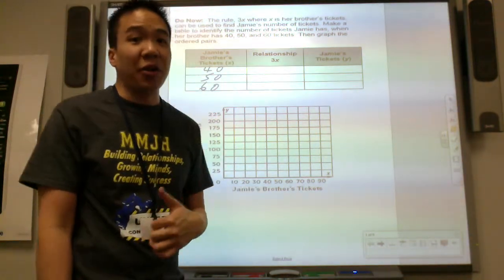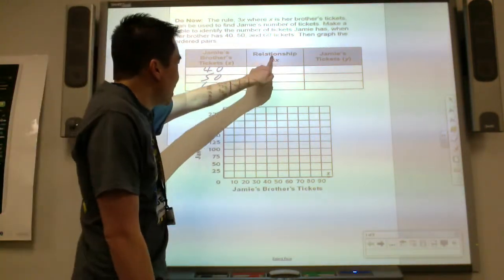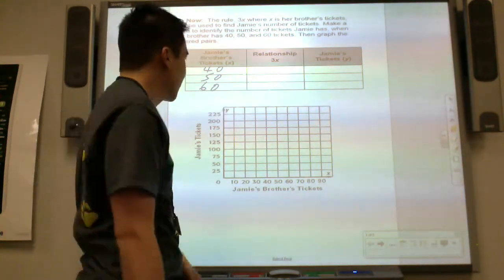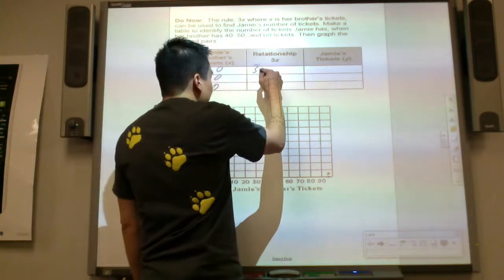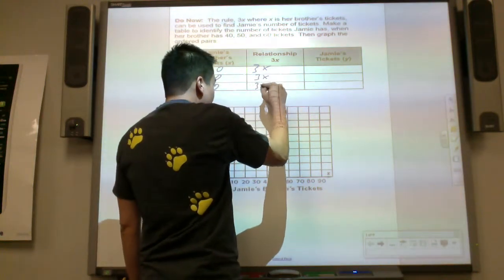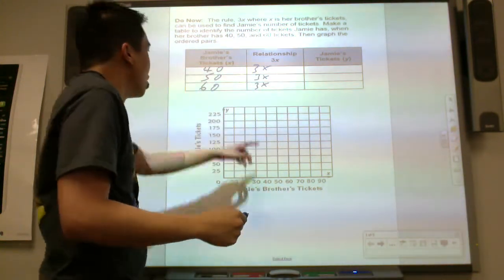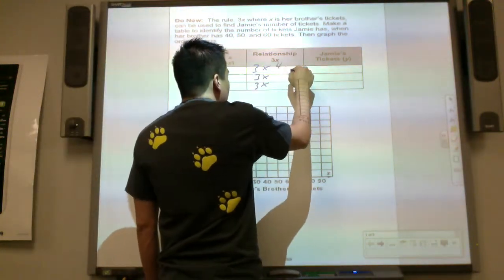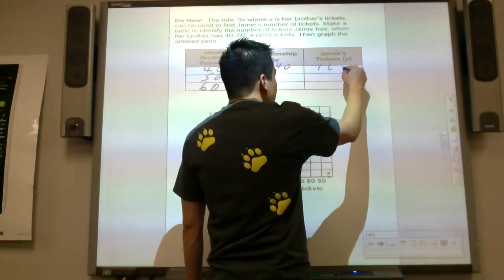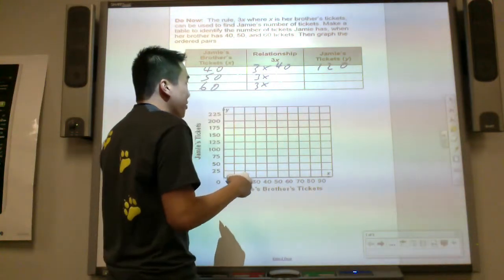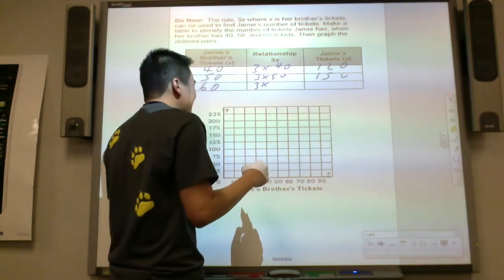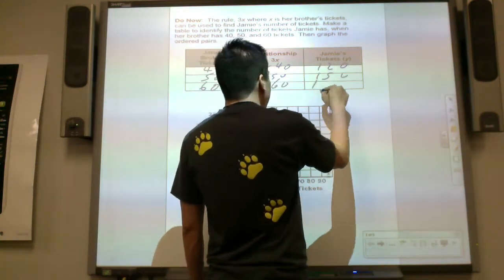Last time we had to figure out the relationship. This time the relationship is 3 groups of the tickets. So there are 3 groups. If her brother has 40 tickets, what's 3 groups of 40? 120 tickets. If her brother had 50, 3 groups of 50 is 150. If her brother has 60, 3 groups of 60 is 180.